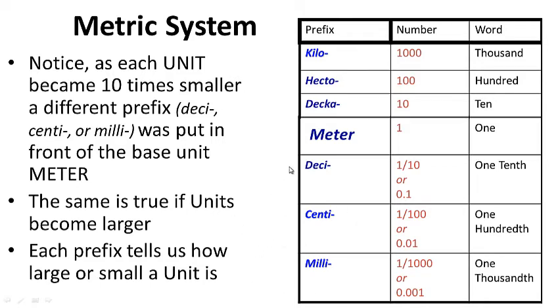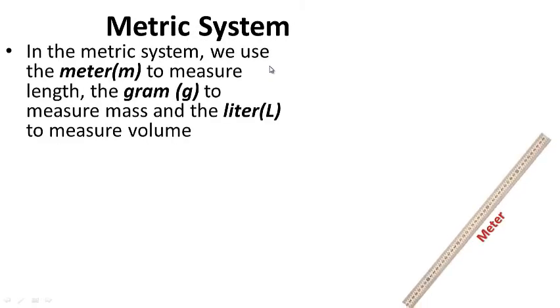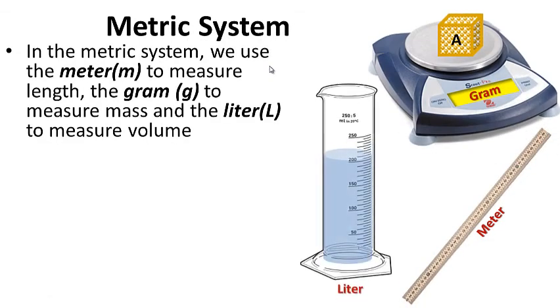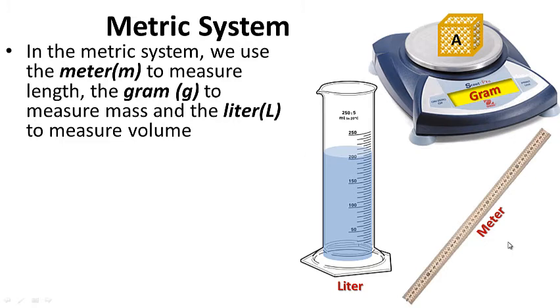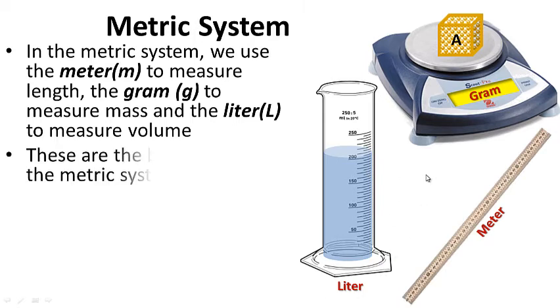So millimeters we would use to measure very small things. A kilometer we would use to measure very large things, distances that are very large. Well, the metric system uses some base units here. We use the meter to measure length, the gram to measure mass, and the liter to measure volume. These are the base units of the metric system.